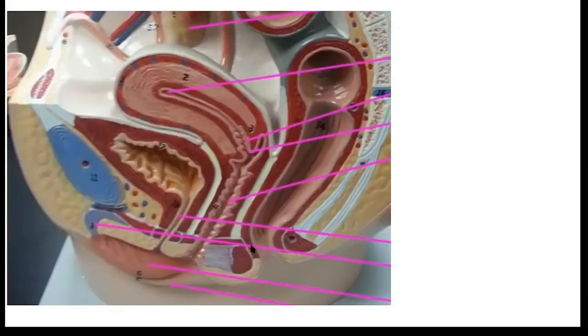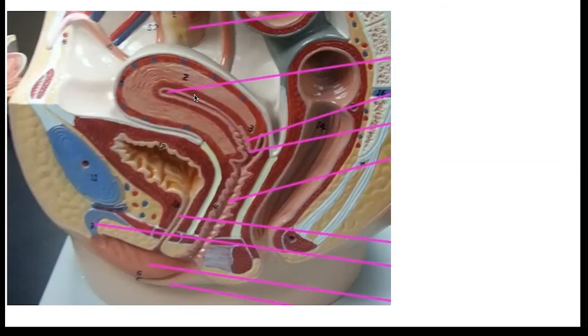Some of the structures are more visible in this model. Urinary bladder. You can actually see the rugae, the folds in the urinary bladder, and the muscularis of the urinary bladder, the smooth muscle. Recall that's the detrusor muscle. The urethra, urogenital diaphragm. These make up the external urethral sphincter, clitoris, pubic bone, mons pubis, uterus.